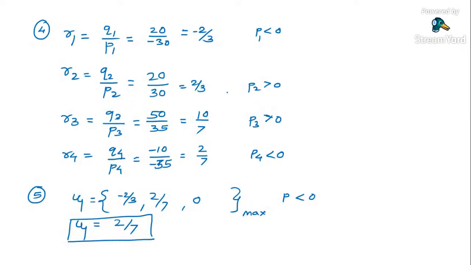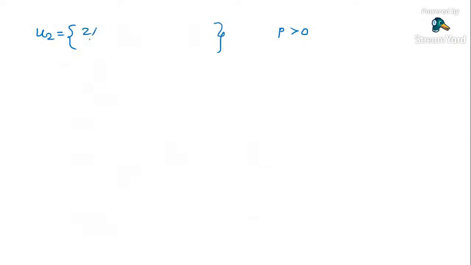So which are the values related to greater than P? R2 and R3. So 2 by 3, 10 by 7, and 1. You have to find the minimum value. So what is the minimum value you are getting? The minimum value is 2 by 3, correct? So the answer is 2 by 3. U2 is equal to 2 by 3.